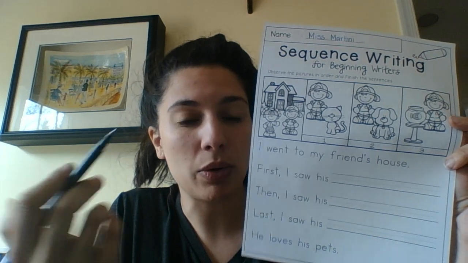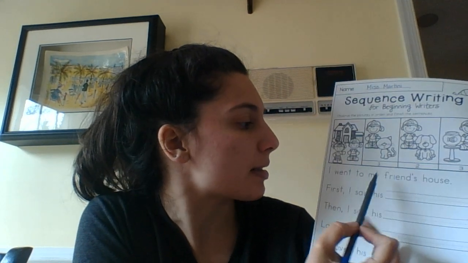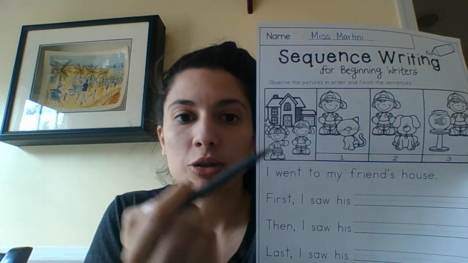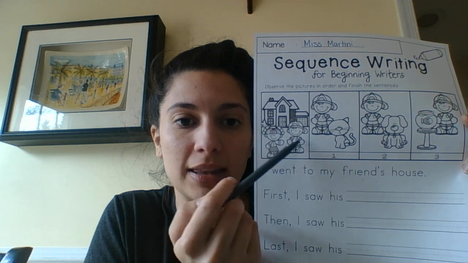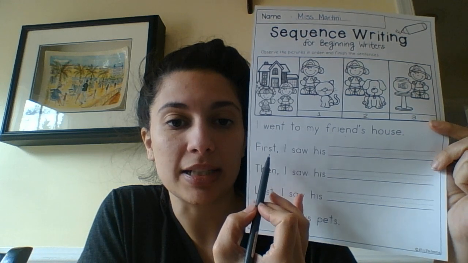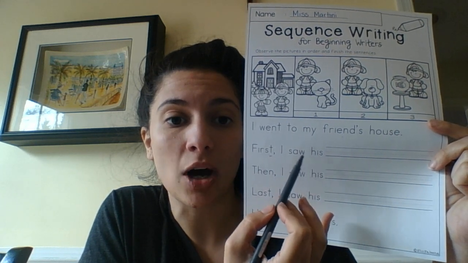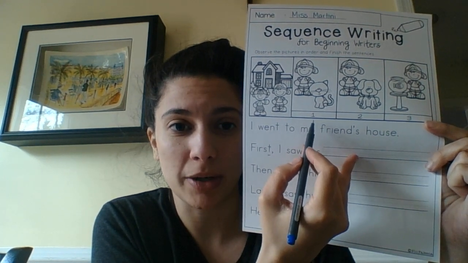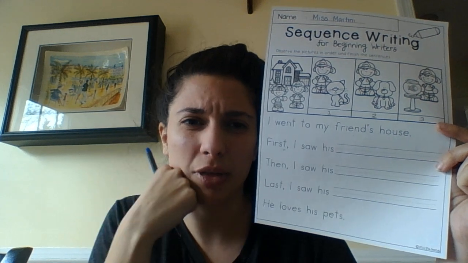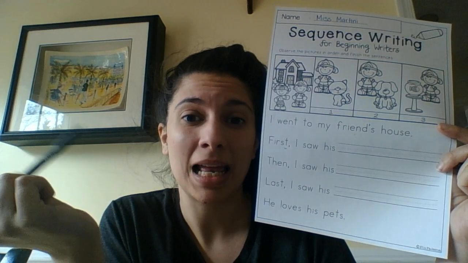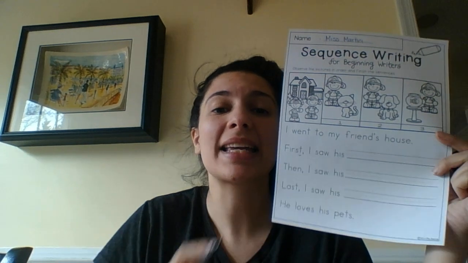Now the next thing I'm going to do is read us this first sentence. It says, I went to my friend's house. So we can see in our first picture here that they went to their friend's house. Now when I come down here, it says, first, I saw his. First means number one, so I'm going to look at my number one picture. What do you think he saw? First, I saw his cat.